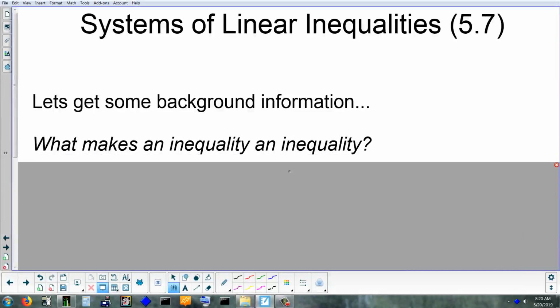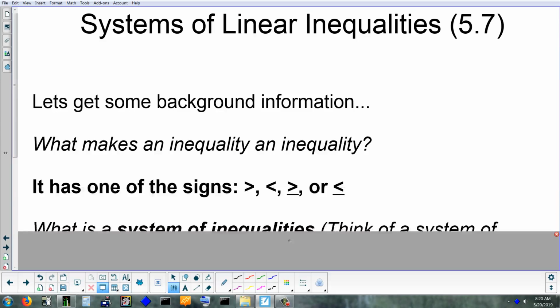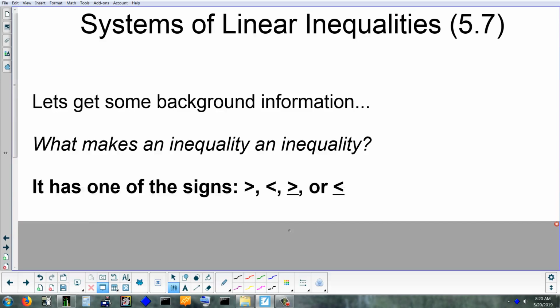So how do you know something is an inequality versus an equation? What's the difference? Right. There's one of those four signs, like a less than, greater than. Okay, you have one of those in place of an equal sign. All right?